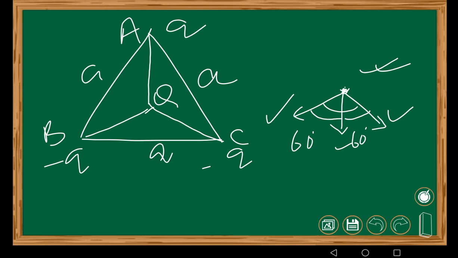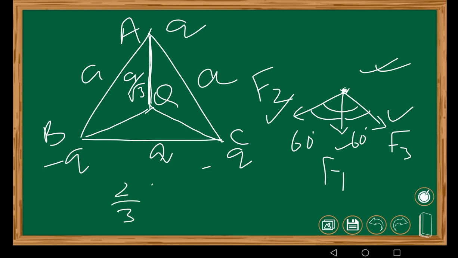Now let us find out what is the force applied by each charge. Let us denote them as F1, F2 and F3. The distance between capital Q and small q is A by root 3, or we should write it as 2/3 of root 3 by 2 A, which gives you A by root 3. How do we calculate it? That is basic maths of class 10th.